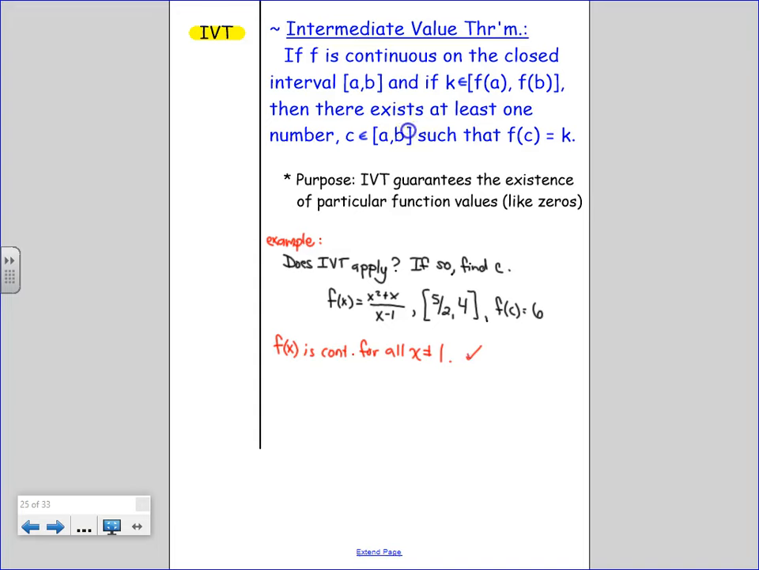Okay, what's something else we have to check to see if IVT applies? f of c is between f of a and f of b. Yeah, we have to see is 6 in between f of, well, I need to find f of a and f of b, right? Who's f of 5/2 and who's f of 4? What'd you guys find? 35/6 and 20/3, unless I did my math wrong. Which one was which? The first one, 5/2, was 35/6. And then 20/3. Do you guys agree?